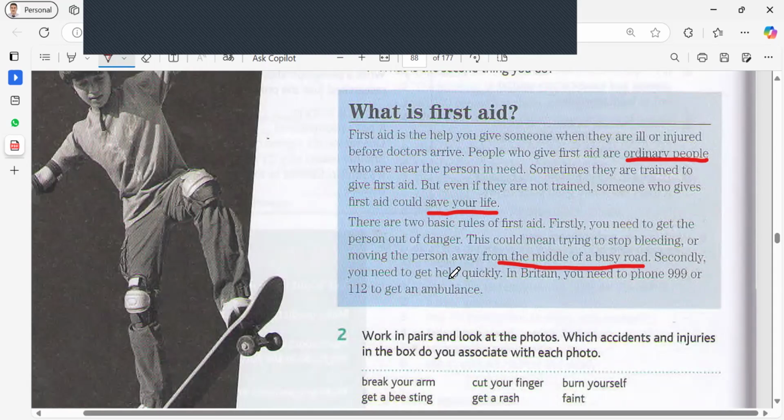The second rule: you need to get help quickly. Speed is required here, guys. Call 999. Of course, you need to call emergency, 999 or 112 here, to get an ambulance.